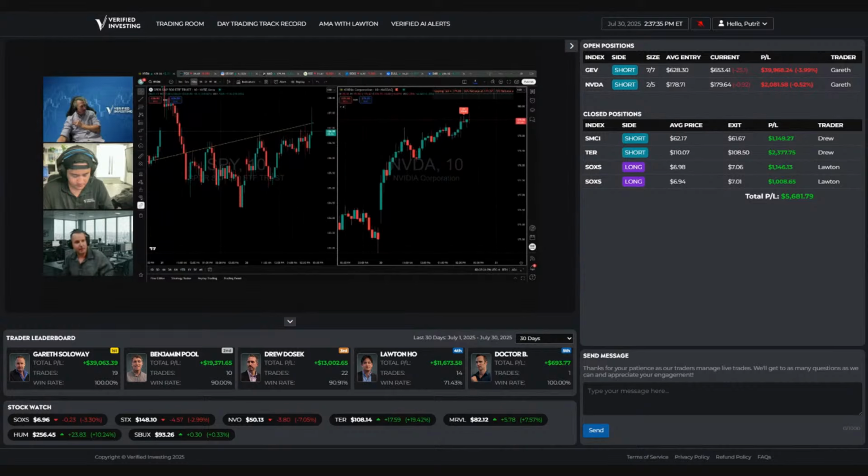62% chance now of a Fed cut in September. That's up a little bit from when I last mentioned it, when it was 59 and change percent.